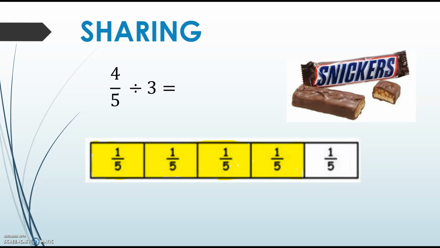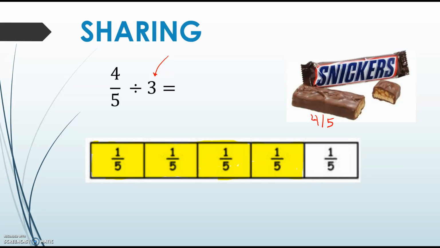The other type of division problem that I want to talk about here is called a sharing problem. So when we have a fraction and we divide it by a whole number, I want you to think about this as sharing it among, in this case, 3 people. So we're going to start out thinking about part of a candy bar. We don't have all of it. Maybe your dog ate a little part of it, but we're going to start here with 4/5 of a candy bar. And we are going to share that among 3 friends.